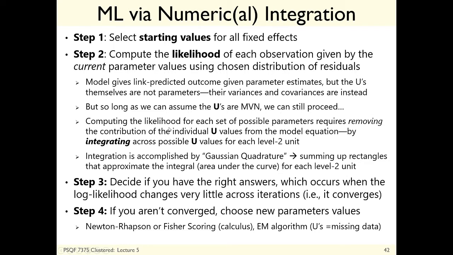So what they're trying to do is remove the U's from the likelihood. The way that this happens is by integrating them out. It's like area under the curve is the idea. This integration is accomplished by something called quadrature, where we divvy up the curve into rectangles to try and approximate it. It decides whether you have the right answers by whether the sum of the log likelihoods across groups changes much, where how much change counts is a program-specific default. And if it's not converged, you choose new values.